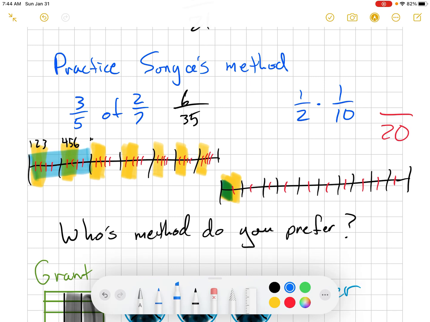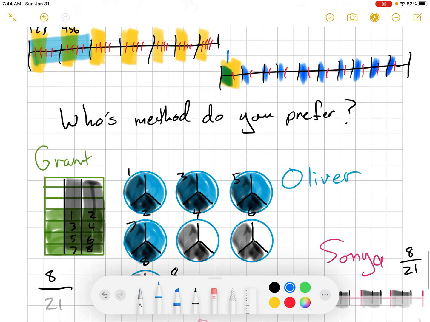Whoops, I never did shade the rest, right? Because we're shading 1/2 of that, right? All right, and what is now double shaded? 1 out of those 20 pieces, okay?